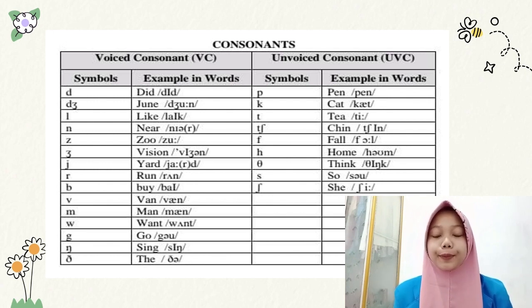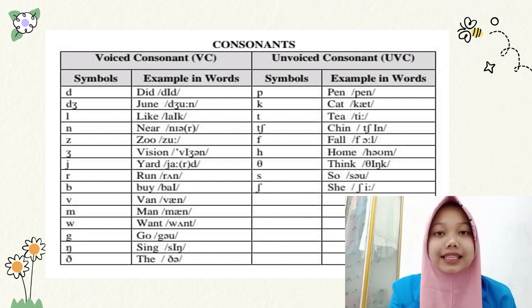15 symbols. For the first is D. The word example is did. And then J. Word example is Jen. And then L. Word example is like. And then N. Word example is near. And then Z. Word example is zoo.